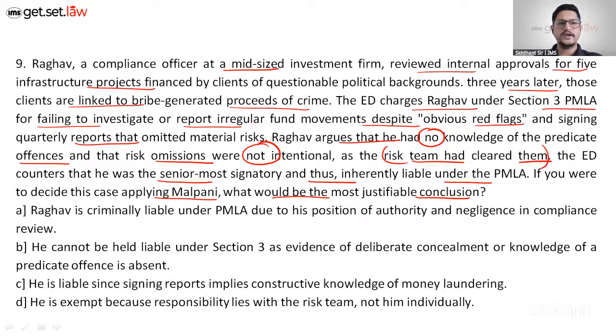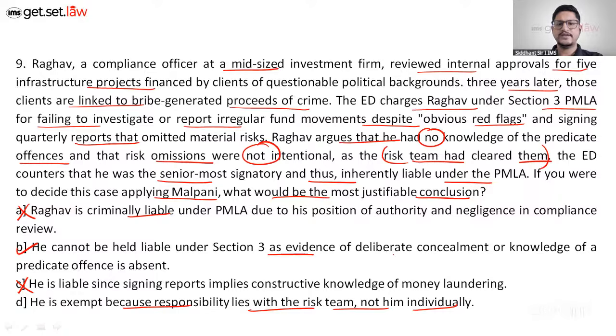That means he will definitely rely on what the team has done. So it will be there. He cannot be held liable. So "he's criminally liable" is wrong. "He is liable" is wrong. "Exempt because responsibility lies with the risk team, not him individually." Factually, this is right. But let's see the B1.